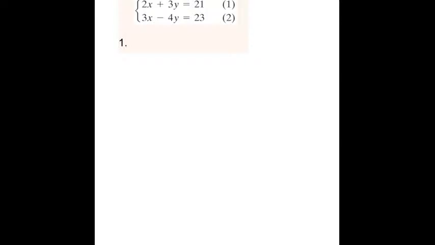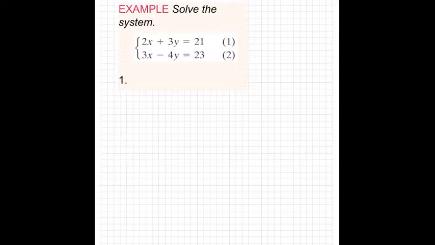We have this 2x plus 3y equals 21, and then we have this 3x minus 4y equals 23, right? So we want the variables to be the same but have opposite signs. So I'm going to focus on the y. I'm going to get it to where y can be the same number with opposite signs. So to do this, we can multiply any row by any non-zero number, right?